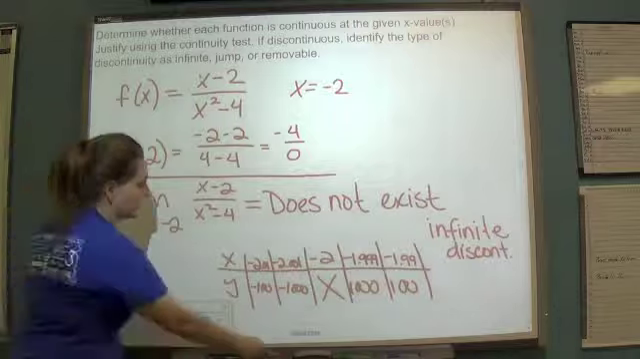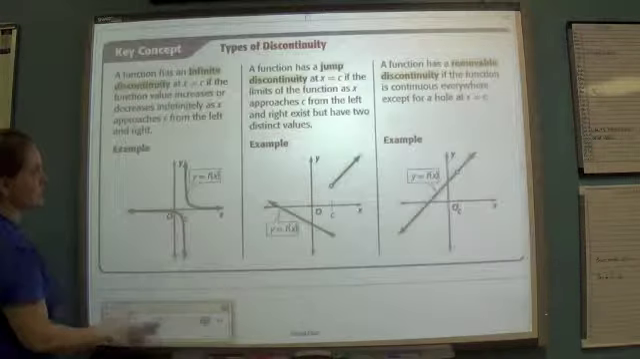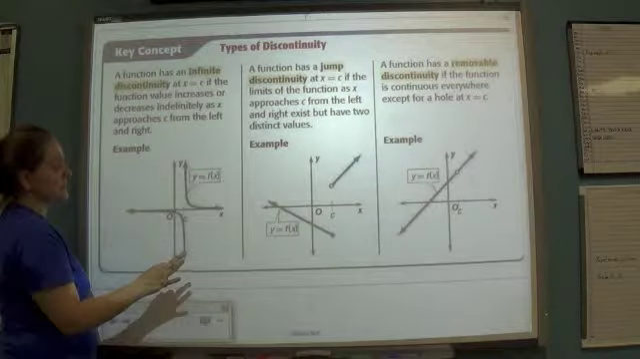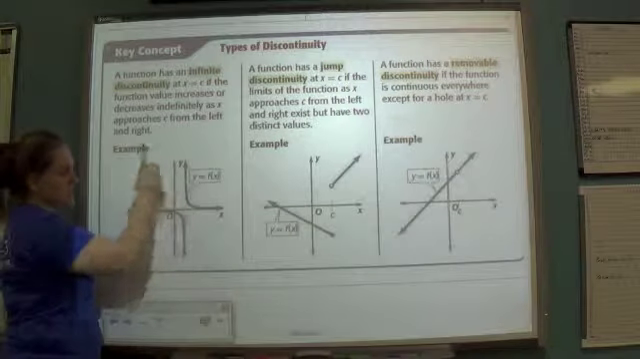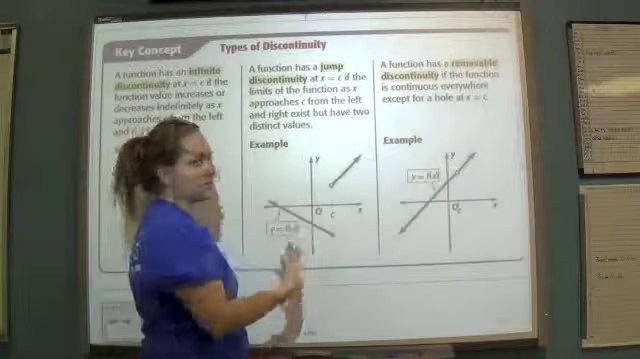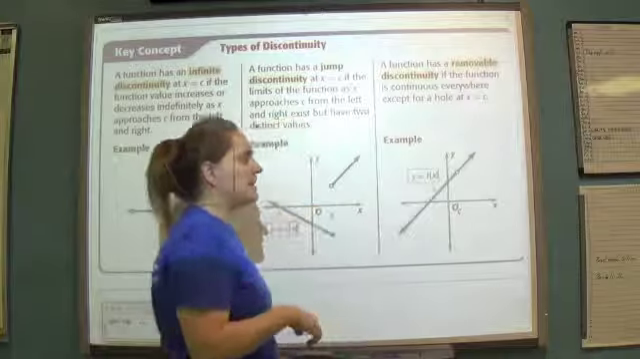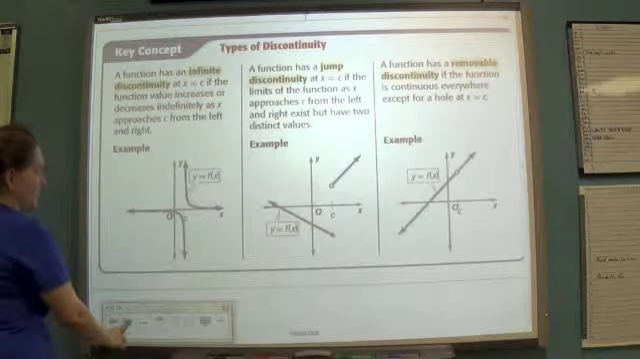So let's look at the difference between the two again. But first, just remind you, on the discontinuity, there's 3 types. Infinite means it's going in 2 totally different directions. It has a big old jump in the middle, the jump. Those are your piecewise. And then it's one graph and there's one tiny little spot removed, which is the hole.